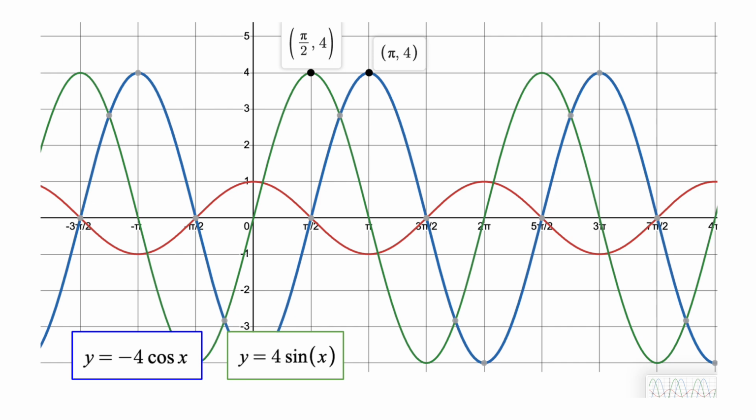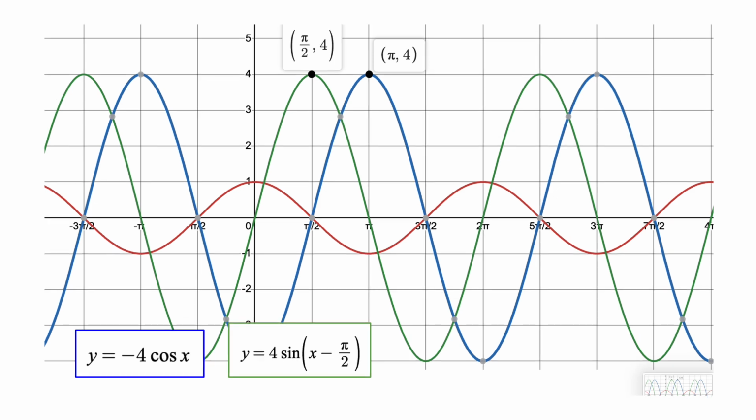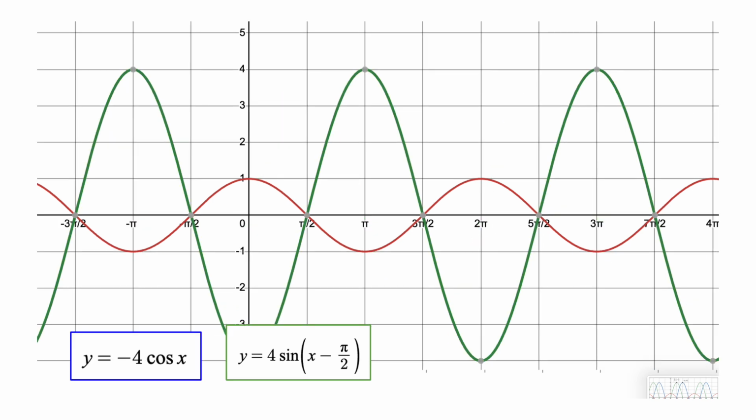Notice that the y values this time haven't changed, but the x values have. So if I want to move the green curve over so it lays on top of the blue curve, I'm going to have to shift it to the right. So that in my mind reminds me, land of opposites, inside the parentheses, it's going to be minus. So it's going to be x minus. And if I go from pi over 2 to pi, it's pi over 2 times. So I'm going to shift it to the right by pi over 2. So inside the parentheses, I write x minus pi over 2, and then the graphs line up.